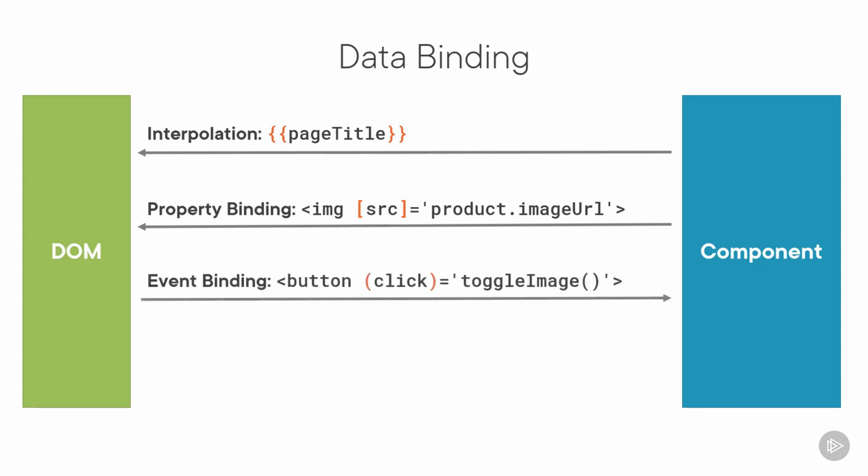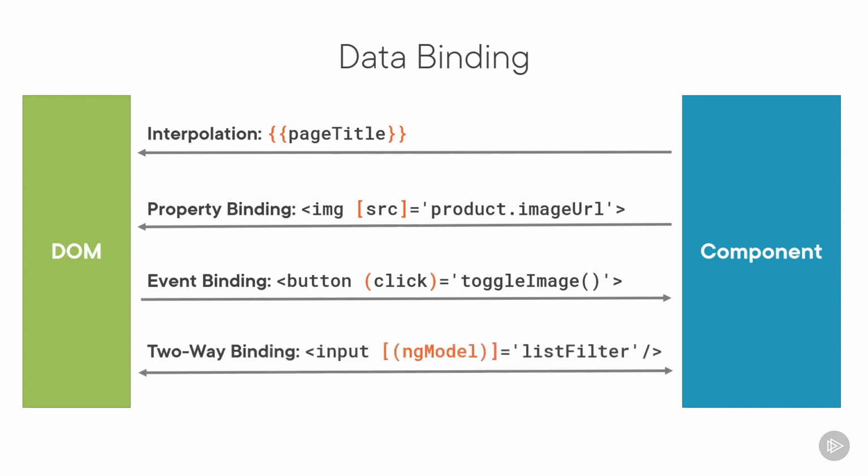Event binding listens for events from the user interface and executes a component method when the event occurs. The event name must be enclosed in parentheses, and the method to call when the event occurs must be enclosed in quotes. Two-way binding displays a component property and updates that property when the user makes a change in an input element. Use the banana in a box syntax with the ngModel directive. The template expression must be enclosed in quotes.